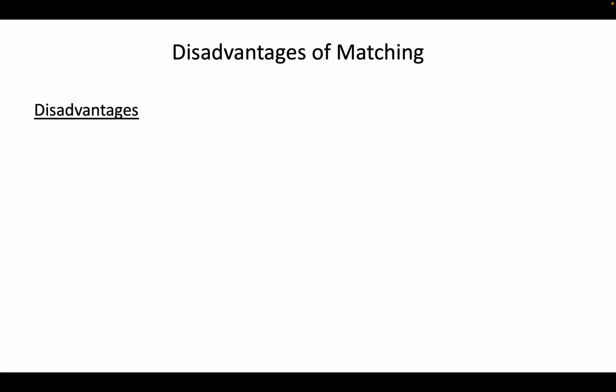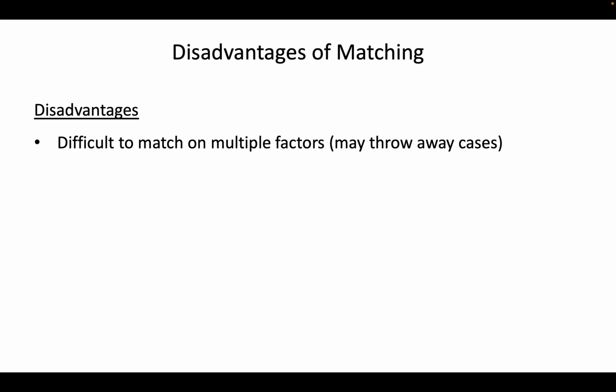There are way more disadvantages to matching than there are advantages, basically. It's difficult to match on multiple factors. I showed you age and sex, but as soon as you're matching on 3 or 4 factors, there are so many combinations that you might be unable to find a control that is a match for everything. You may end up having to throw away that case because you don't have a control for them, and that is a big problem because cases are typically way more valuable.